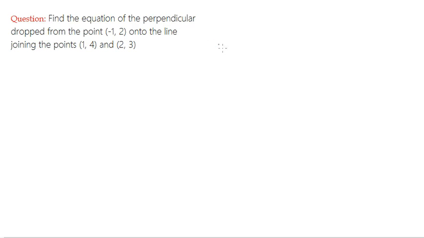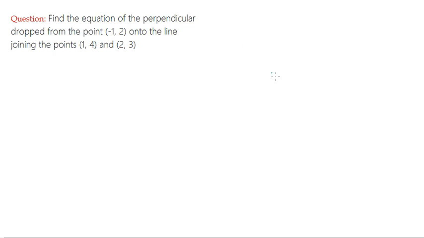Hi, the topic for today's problem comes from coordinate geometry, especially from equation of a line. So the problem here says find the equation of the perpendicular dropped from the point -1, 2 onto the line joining the points 1, 4 and 2, 3. So let's see what this means.